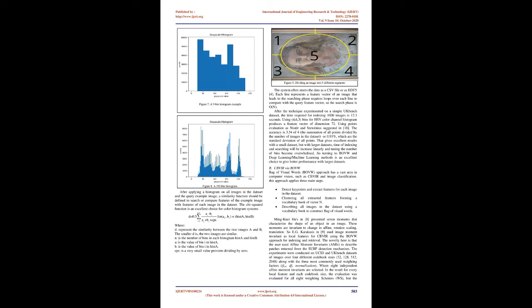The histograms may be applied in many regions of the image to make the histogram more discriminative. Figure 9 shows an image divided into 5 regions. After applying a histogram on all images in the dataset and on the query example image, a similarity function should be defined to search or compare features of the example image with features of each image in the dataset.